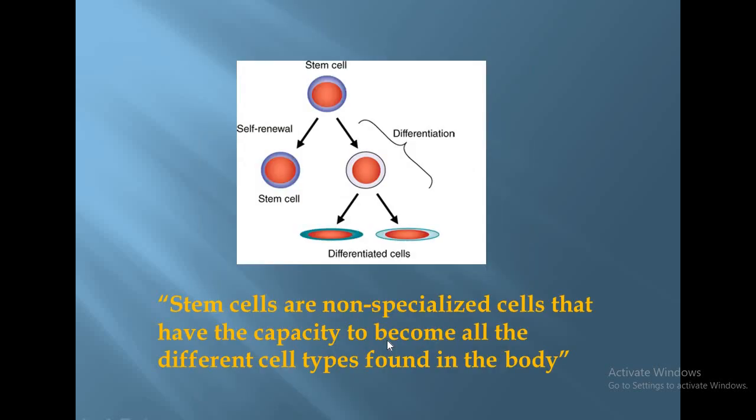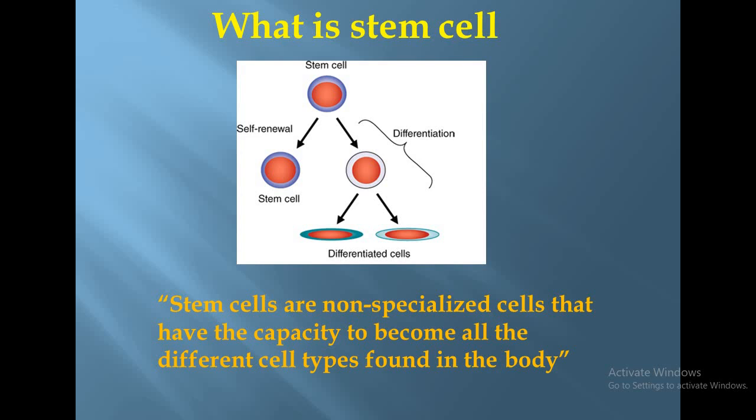So what are stem cells? What is the actual definition of stem cells? Stem cells are non-specialized cells that have the capacity to become all the different cell types found in the body. Stem cells are the providers of new cells in the tissues and organs of the body. They have the ability to replace cells that die daily.